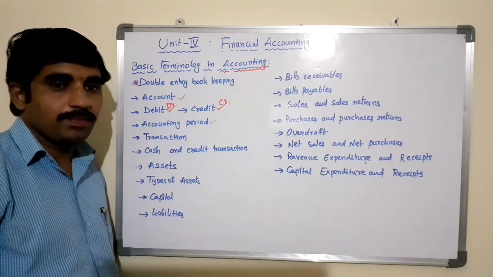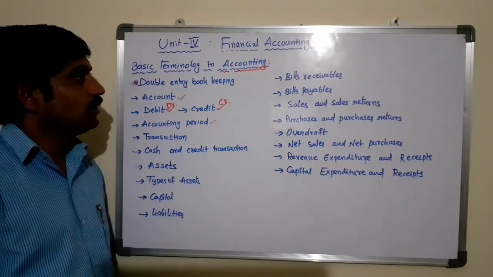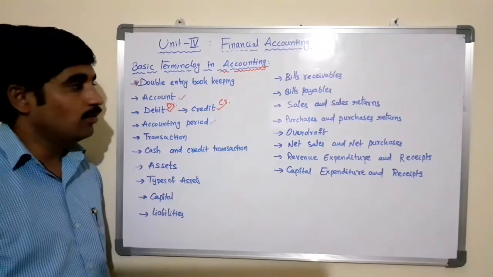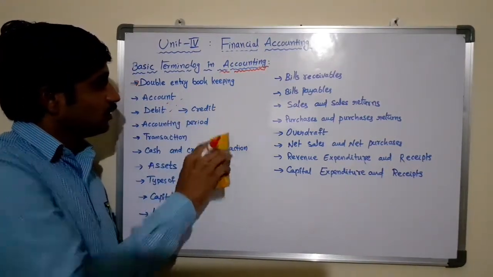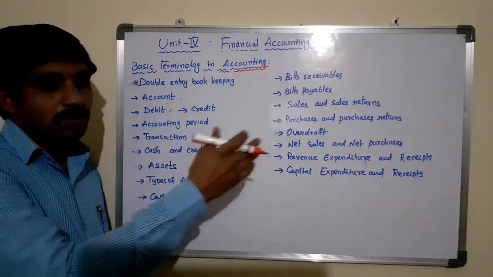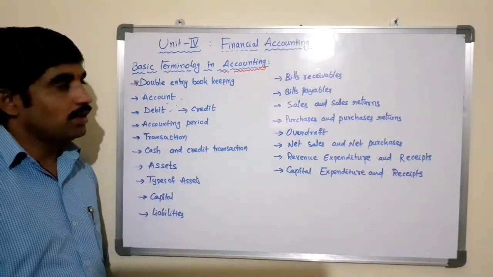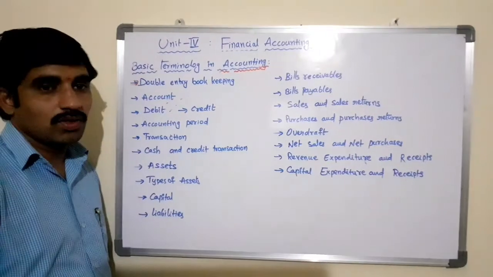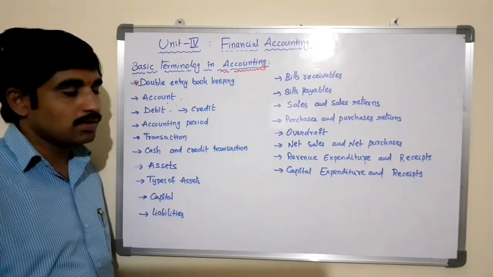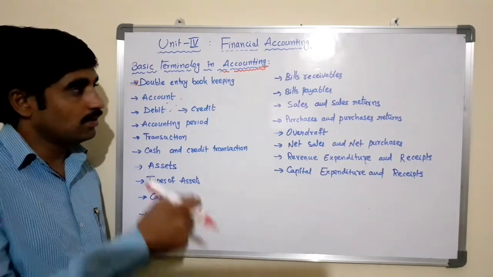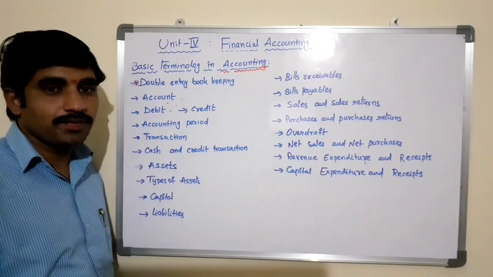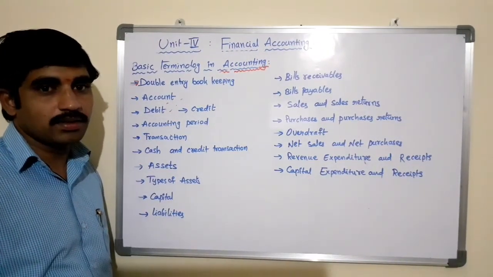Now let us see the basic terminology of accounting or the double entry bookkeeping system. These are some of the terms that we use in preparing journal entries, ledger books, trial balance and final accounts, which include the trading account, profit and loss account and the balance sheet.